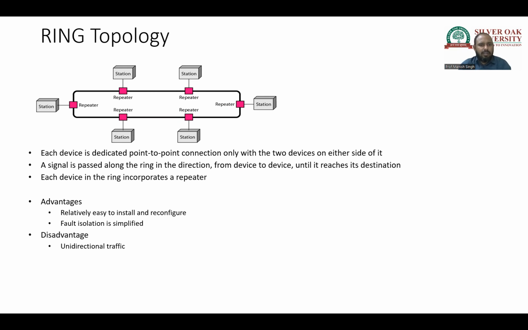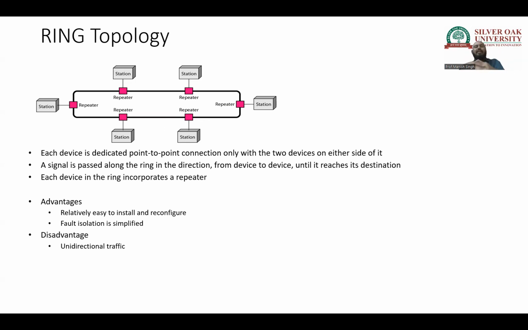From the figure you can understand how your ring topology looks. It's a ring-like structure, that's why it is called a ring topology. Each device has a dedicated point-to-point connection only with the two devices on either side of it. A signal is passed along the ring in one direction from device to device until it reaches its destination. Each device in the ring incorporates a repeater.